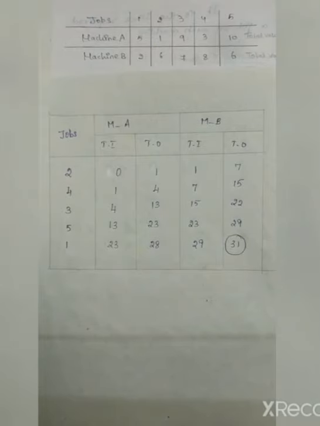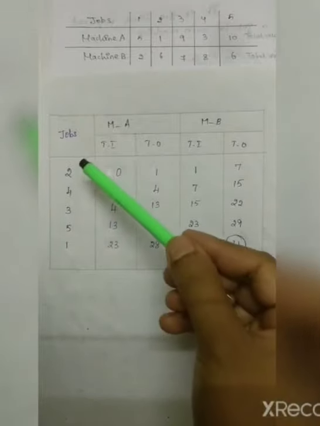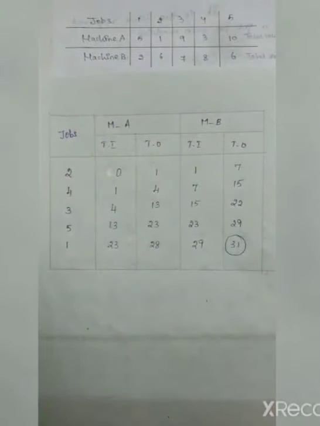In this problem we have 3 questions. The first question is the sequencing table, which is already finished: 2, 4, 3, 5, 1. The next is the total elapsed time, which is 31. Next we have to find the idle time for machine A as well as machine B.